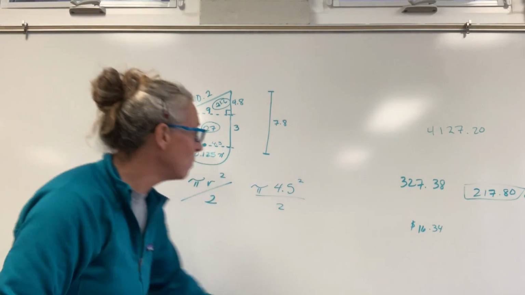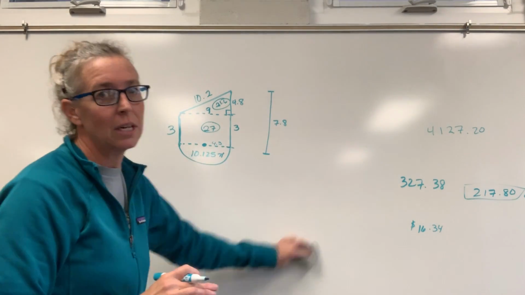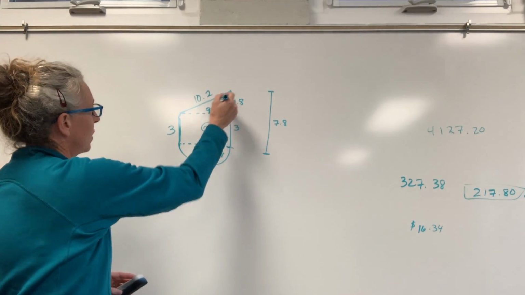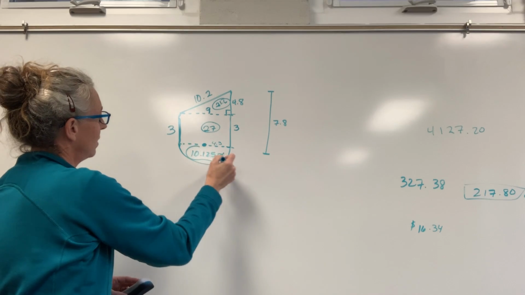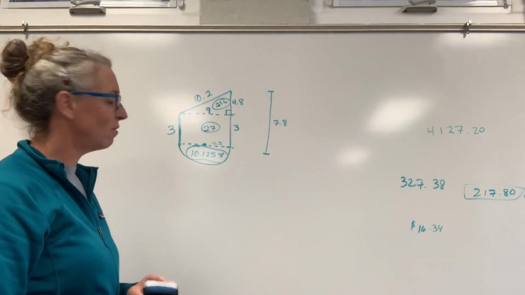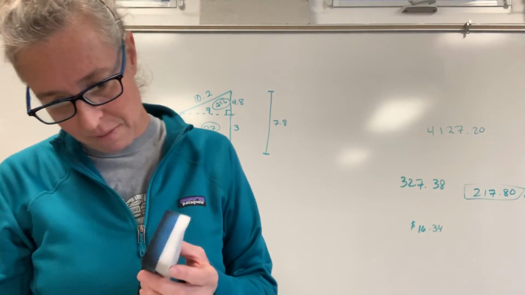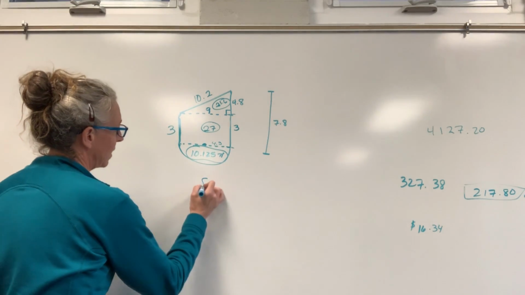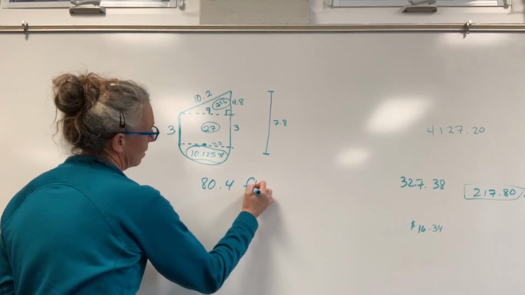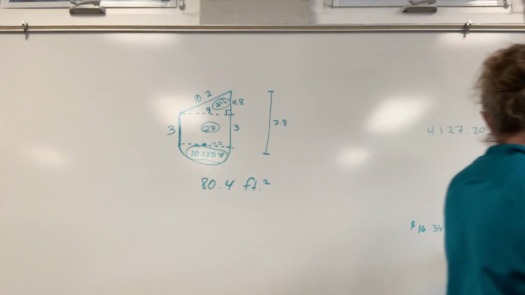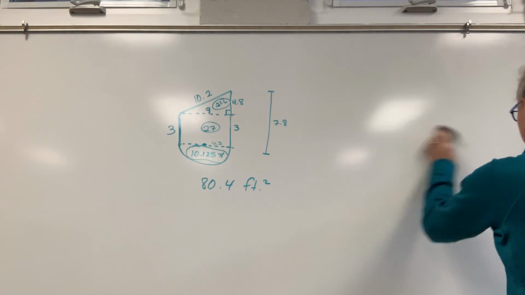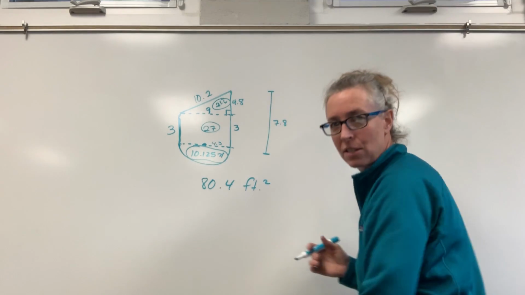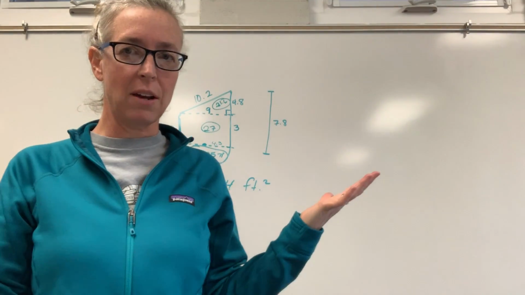So now we have all of the parts that we need to put this together. We're going to do the 21.6 plus the 27 plus 10.125 pi. And when we're done, they have a total of 80.4 feet. And we're doing area, so we're going to say squared. Okay. Not bad, right? You just have to cut it into pieces that you know how to get the area of, okay?